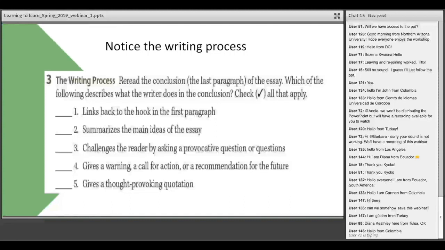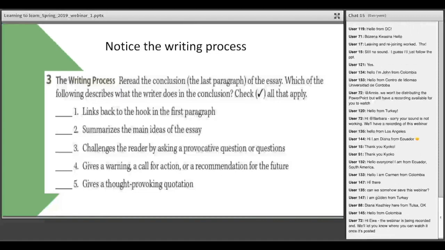I'm a big believer in the need to talk about texts and talk about why certain grammar features or certain patterns are found in texts, rather than just trying to mindlessly memorize language.